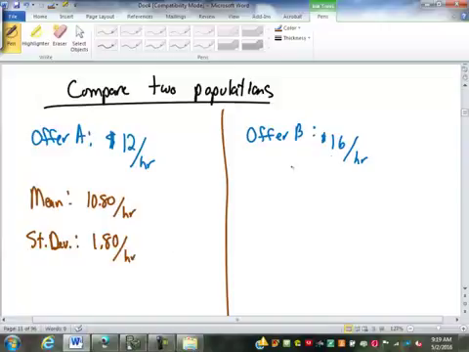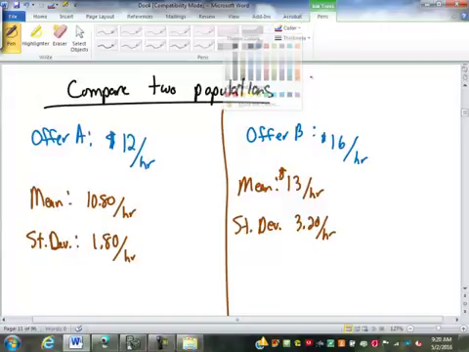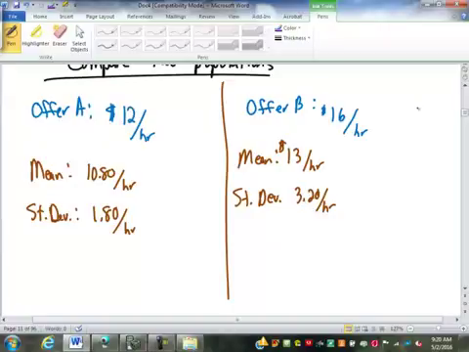In the area where offer B is from, the mean starting wage is $13 per hour. Now you're looking at that thinking, wow, that's $3 an hour more. With a standard deviation of $3.20 per hour. Well, there's something called a z-score. And a z-score is used for comparing items from two different populations. It's sometimes called standardizing a piece of data.